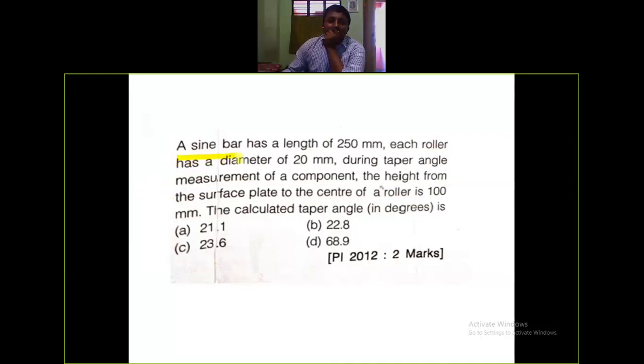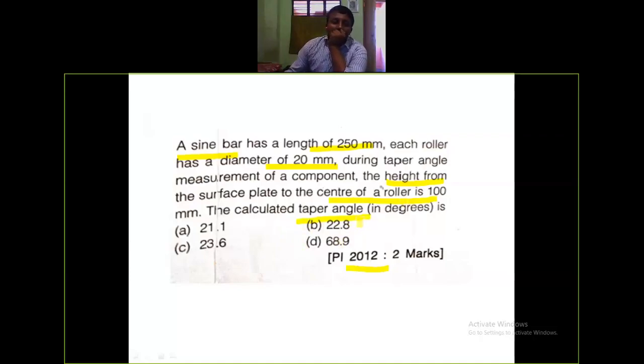Sine bar question in year 2012. The length is given, the diameter of the roller is given as 20 millimeter, and the height from the surface plate to the center of the roller is given. Mind, always remember that the height is given from the surface plate to the center of the roller, 100 millimeter. You have to calculate the taper angle.